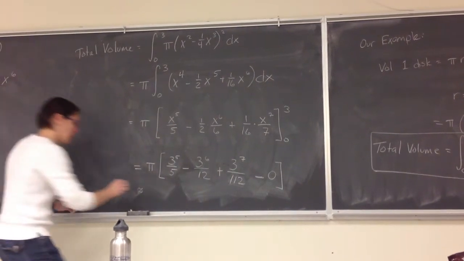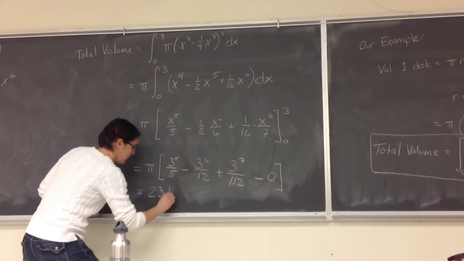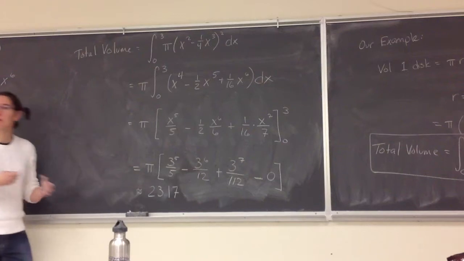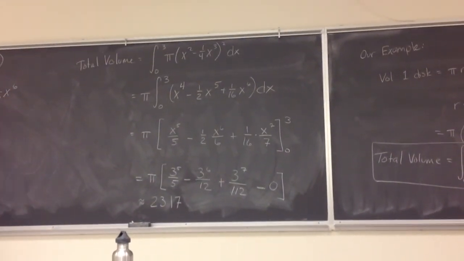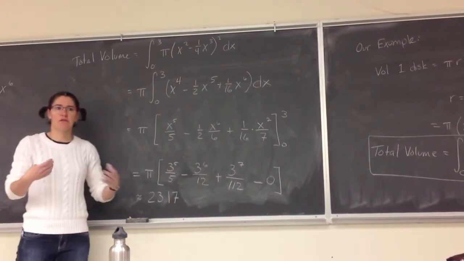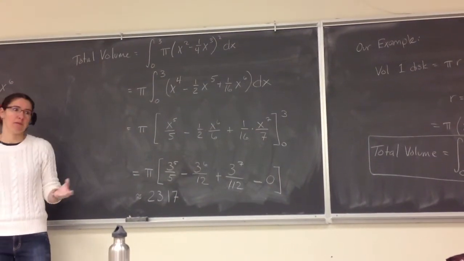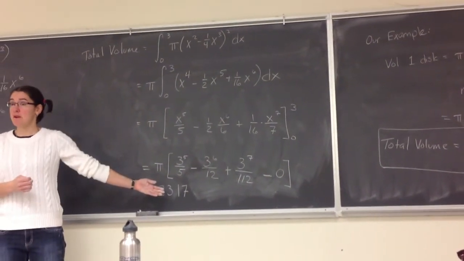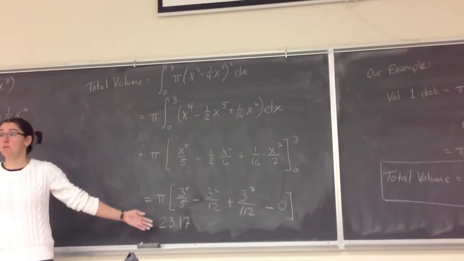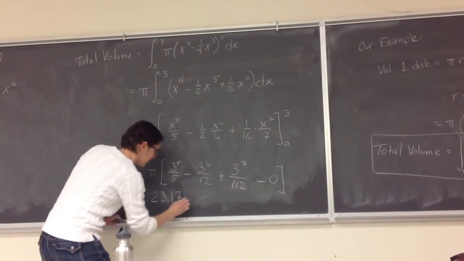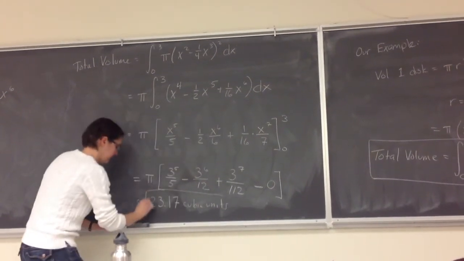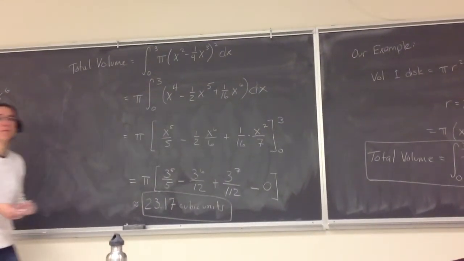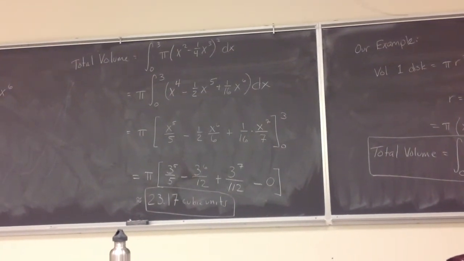23.17? Okay. 23.17. Now, I never gave you any measurements for our original Hershey Kiss, and so I don't know whether this is inches or centimeters or feet, probably not feet. But in the end, we're talking about a volume, and volume is measured in cubic units. And so this is 23.17 cubic units. All right. Are there any questions about that?